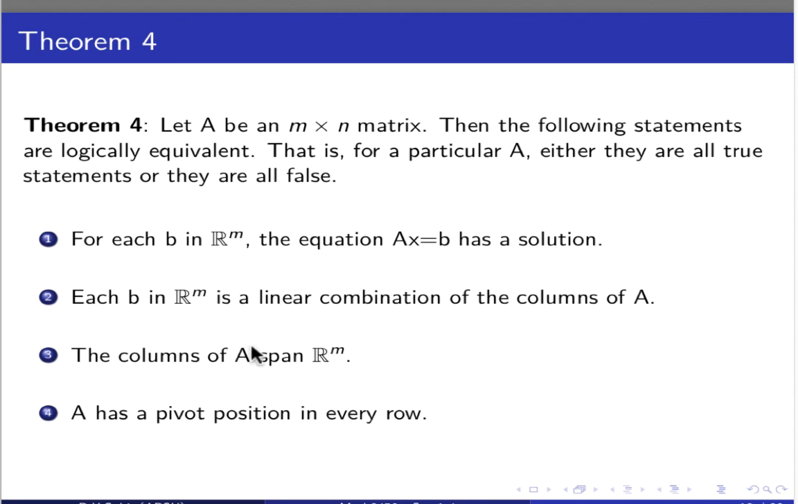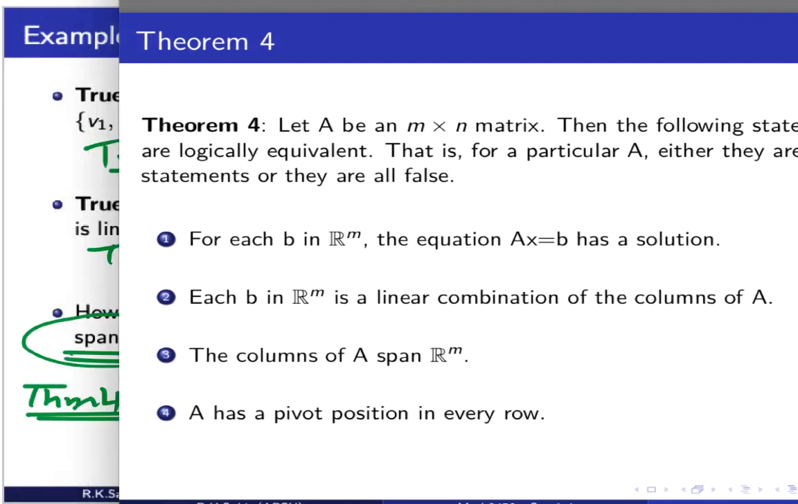You have a matrix A of size m by n, and if the columns of A span Rm, this m and this m have to be the same, guys. And what does that mean? If the columns of A are spanning Rm, A has a pivot position in every row. The size of the matrix and the last two statements of Theorem 4 are the key for our answer. So let's keep that in the forefront when we solve this problem.